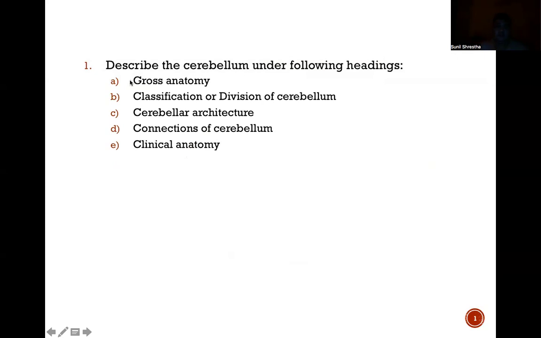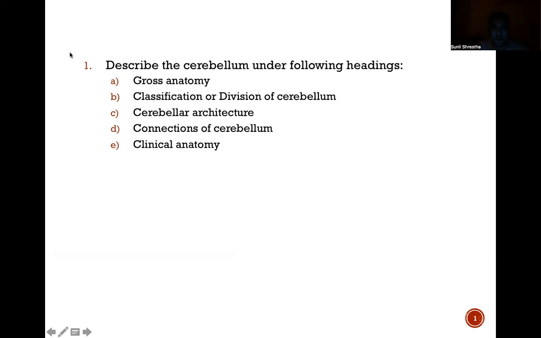They might ask about the cerebellum under the following headings. Either they might ask about the gross anatomy, classification or divisions of the cerebellum. They might also ask about the microanatomy or the cerebellar architecture. They might also ask about the connections of the cerebellum, which is one of the very important parts, and the clinical anatomy of the cerebellum.